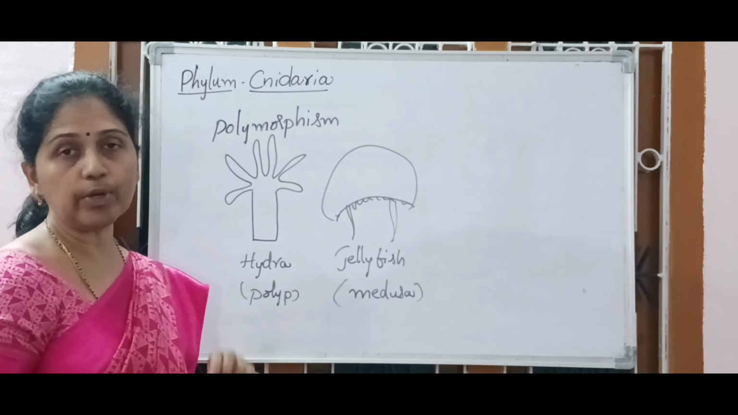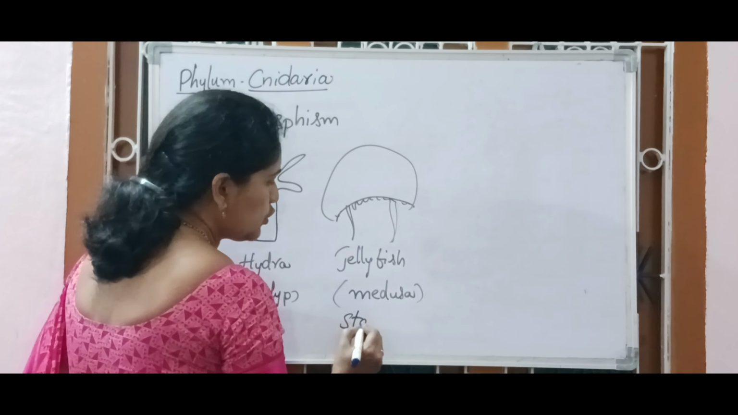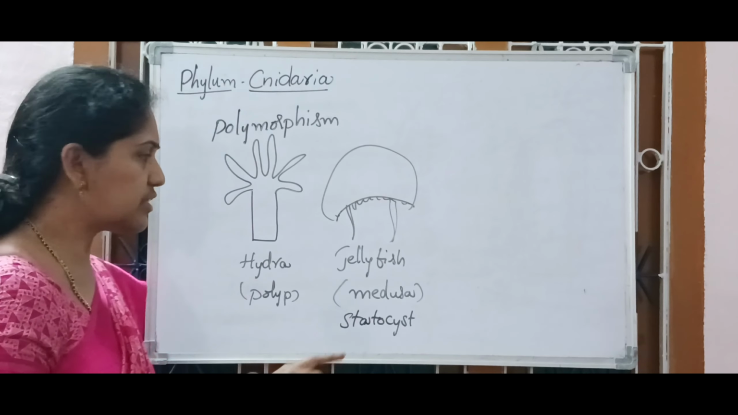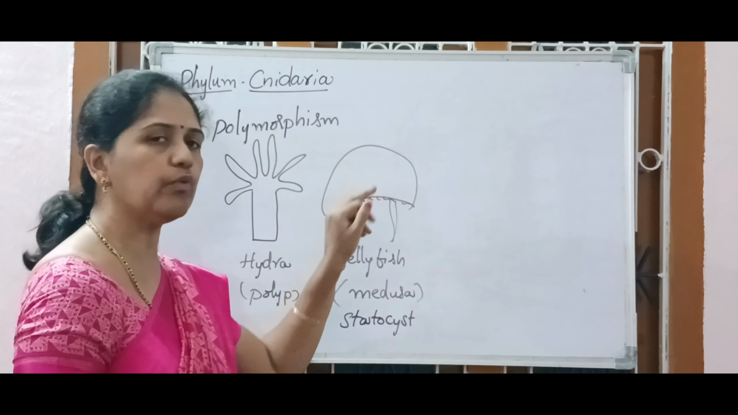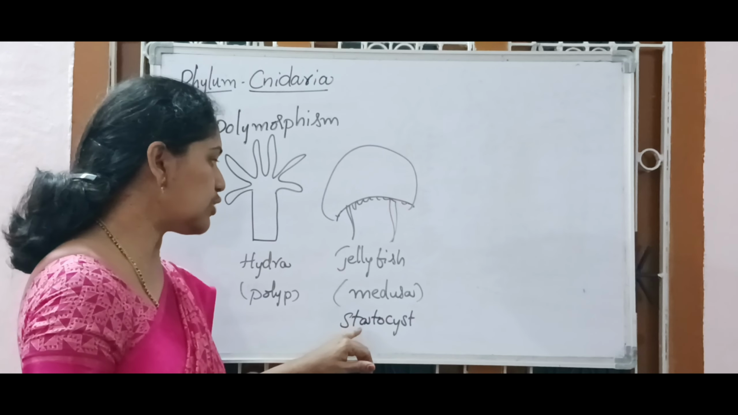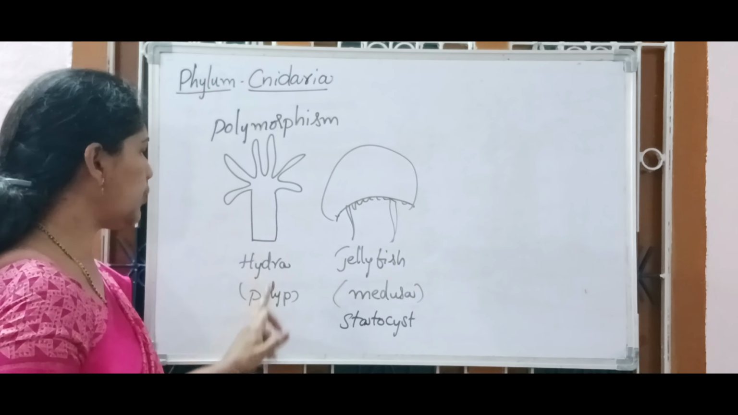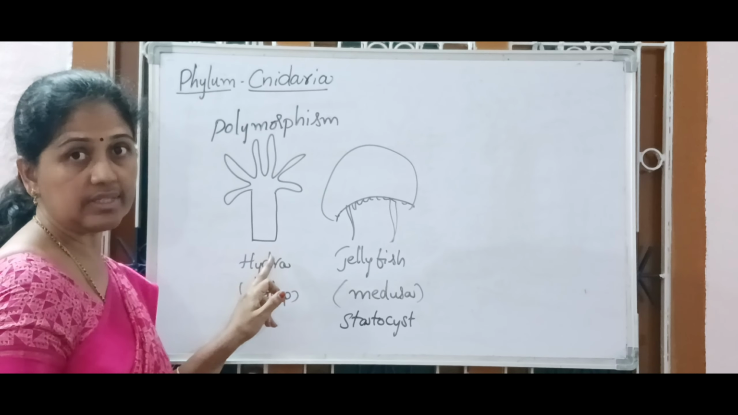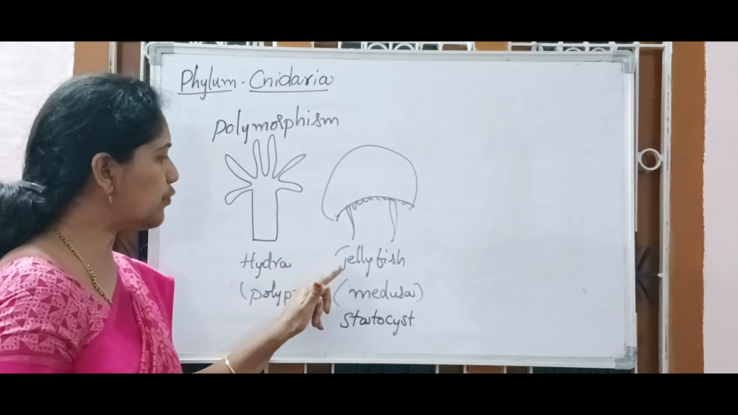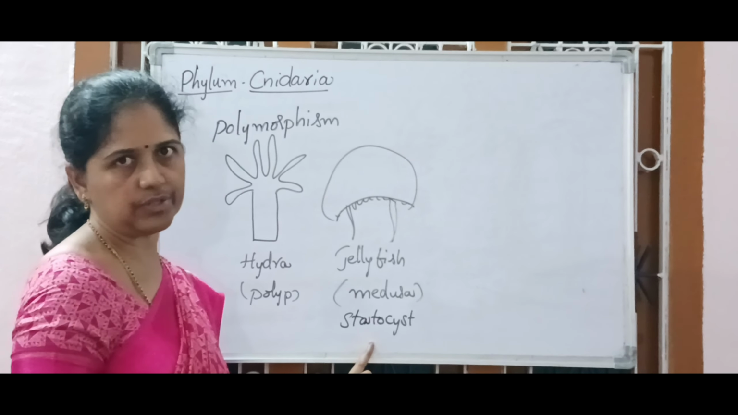Along with this, one more important character we can see: there are sense organs called statocysts, which are present in the medusa form. There are no statocysts in the polyp. For the balancing purpose, the statocysts are useful. As these jellyfish or medusoid forms are moving, they need the balancing organs. So statocyst is the balancing organ which is present in the medusa form. Now the difference between the polyp and medusa: polyp is sessile or sedentary, cylindrical, no statocyst, whereas the medusa form is umbrella shaped, free swimming, and statocysts are present.